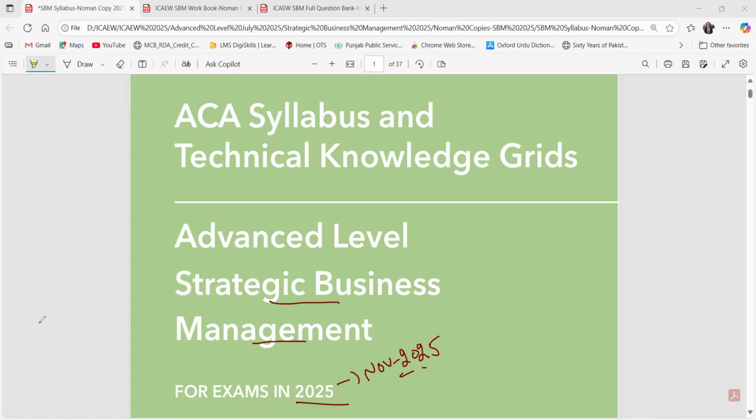What we are going to do in this session, first of all, we are going to have a look at your SBM syllabus for the November 2025 exam. What are the different components of your SBM syllabus, and how you should cover them. Then we will be talking about your workbook and your question bank, how you should start preparation of your SBM exam, then corporate reporting, and then the case study.